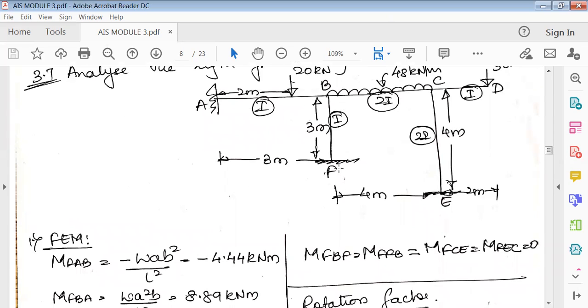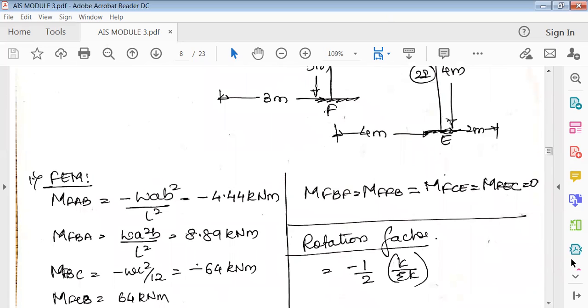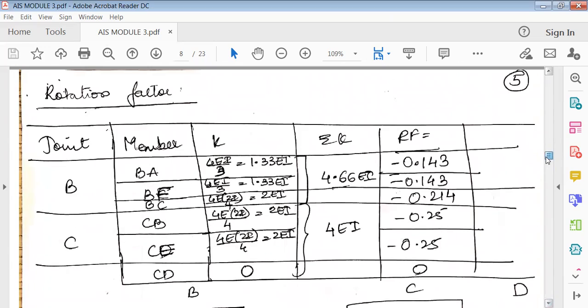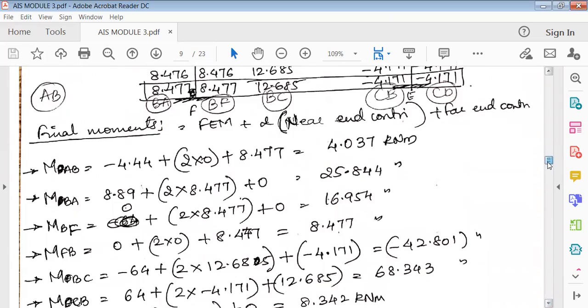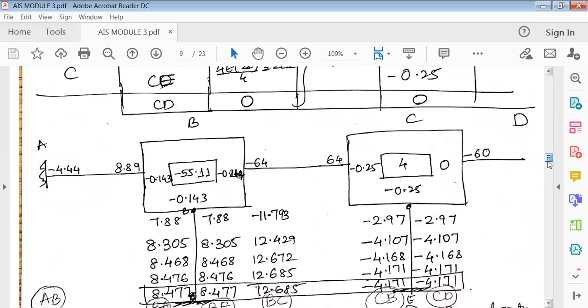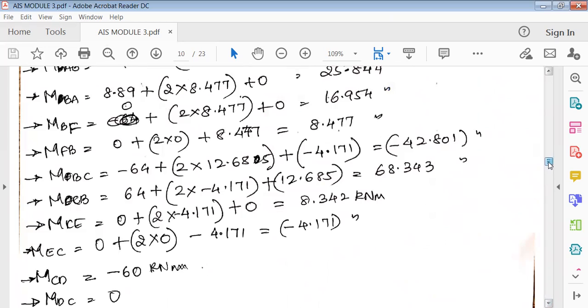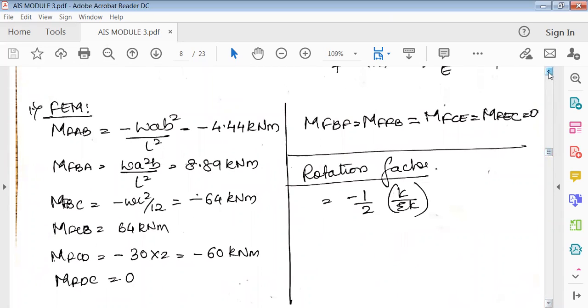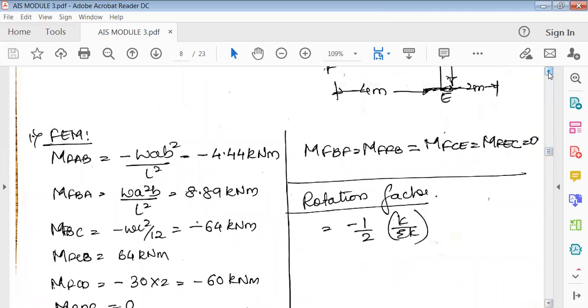Okay, so again the procedure is the same. First we'll find the fixed end moments, then we'll find the rotation factor, followed by the rotation contribution. You can see here this rotation contribution, and then the final moments. So first the fixed end moments. First find the fixed end moments as usual.